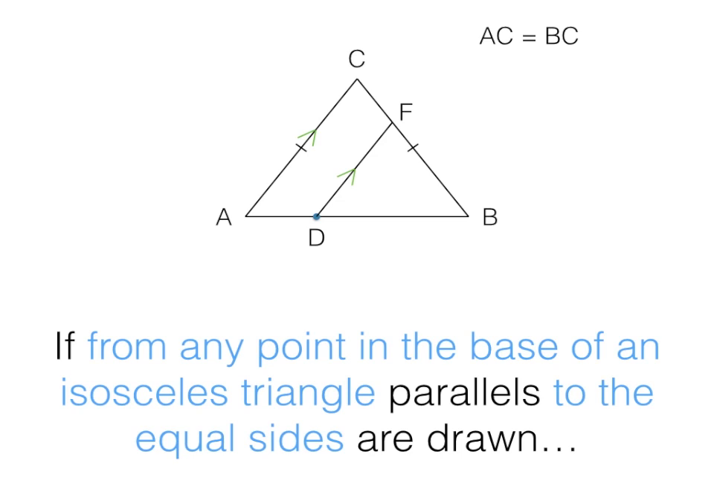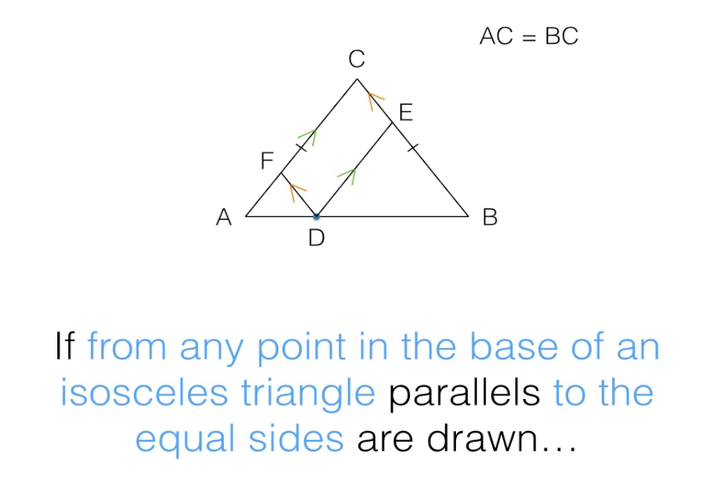Notice parallels plural. So DF was drawn. That's one parallel. DF is parallel to AC. We have the little arrows to mark it there. But we need parallels, plural. So DF is parallel to AC, but what about to BC? We have to draw another one. So DE is parallel to BC. So now we have two parallels drawn. Parallels plural, equal sides plural. So DE parallel to AC and DF parallel to BC. And we got them marked with the green and orange arrows.